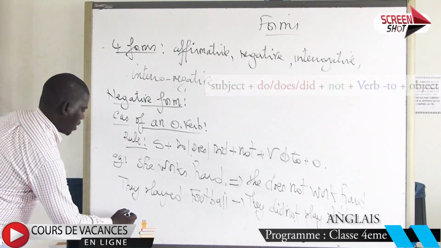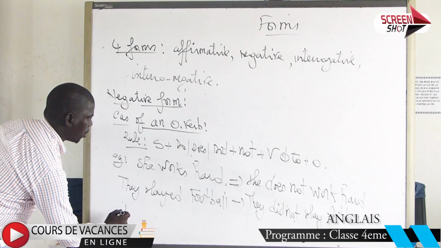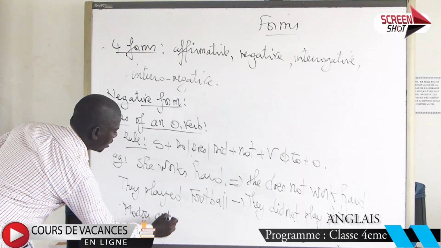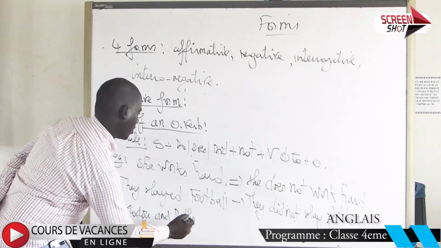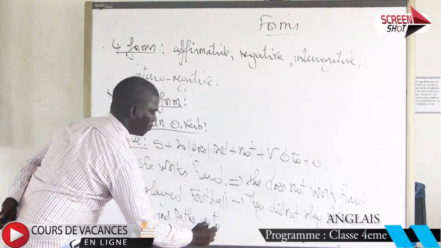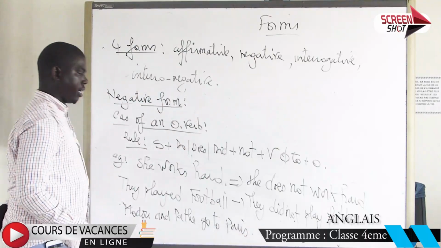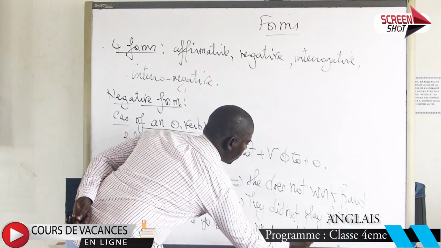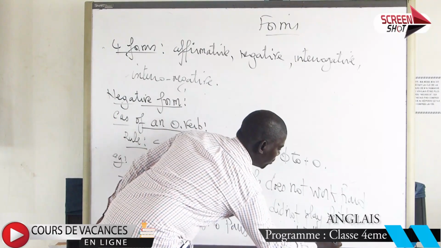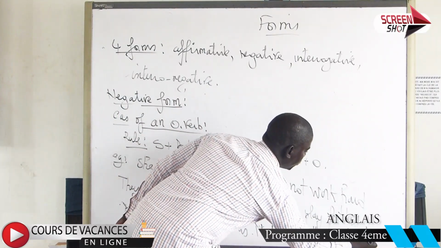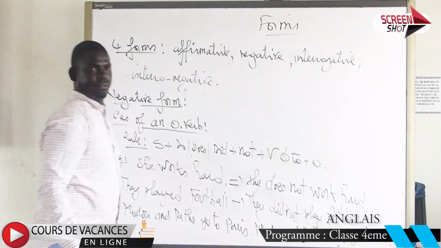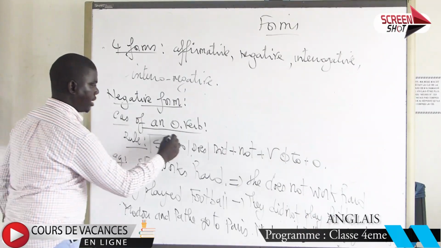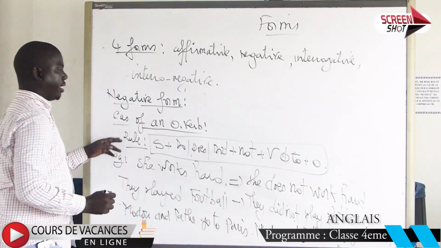And also we can have another example with, okay, Modu and Pate go to Paris, for example. Here, in negative form, we say Modu and Pate, okay, do not go to Paris. Okay? Here is the negative form of an ordinary verb. The rule is here. And now, it is a case of ordinary verb.